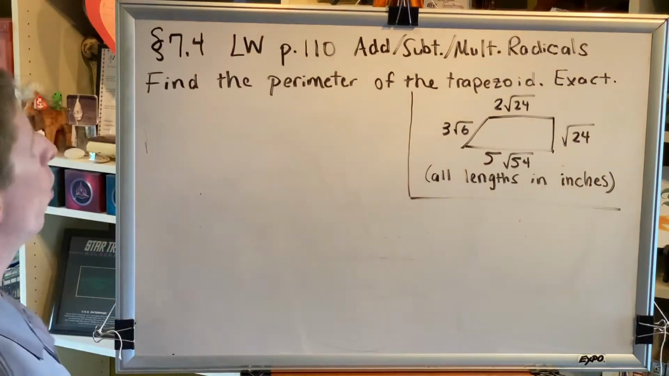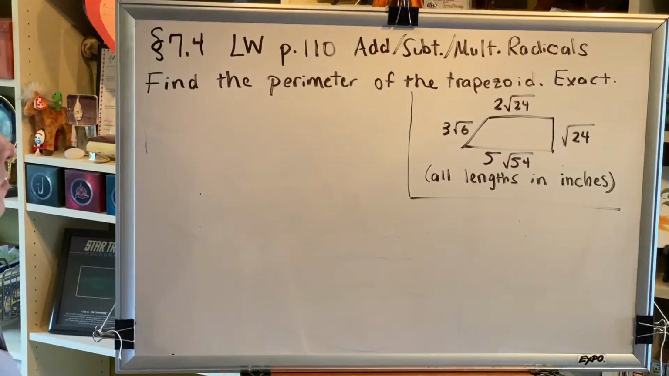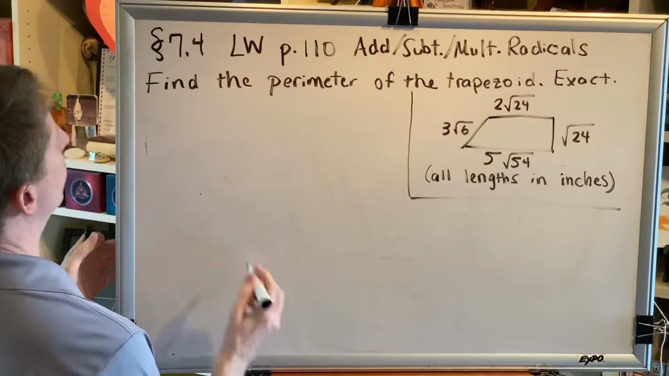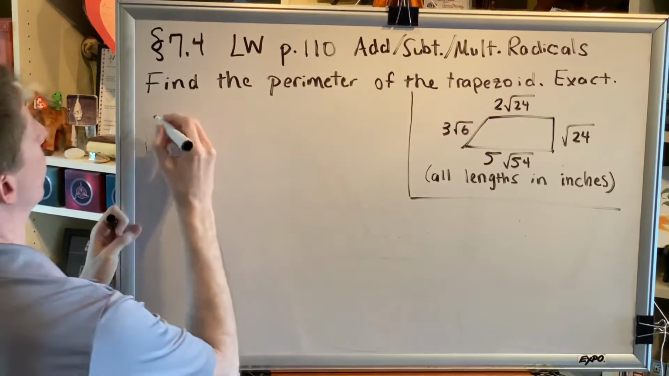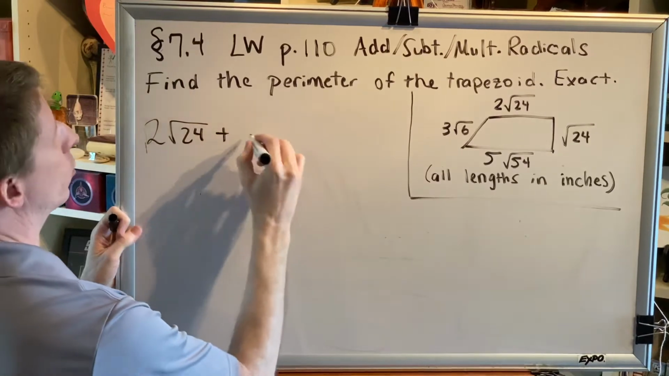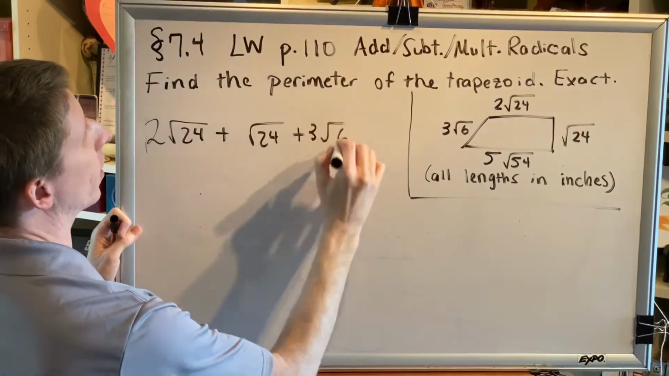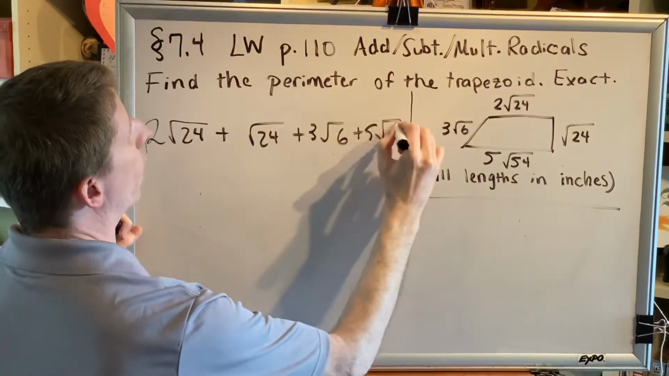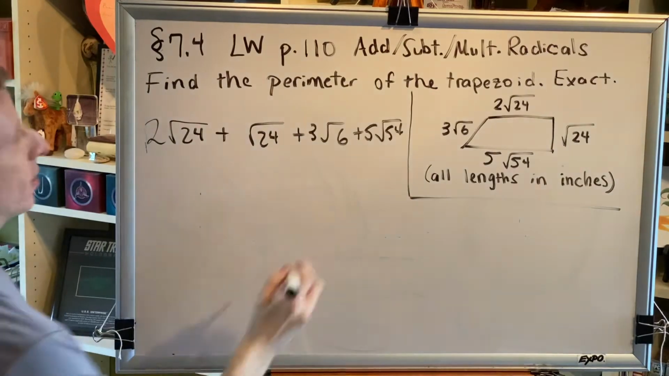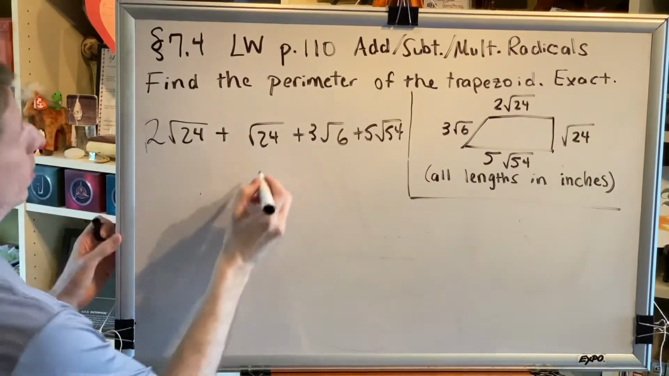All right, so what does perimeter mean? Perimeter means to add up all the lengths of the sides. So we travel around the trapezoid, adding up lengths of sides as we go. We'll start at the top. 2 square root of 24 plus square root of 24 plus 3 square root of 6 plus 5 square root of 54. We'd like to add all of these things together, but remember, you can only add like radicals.